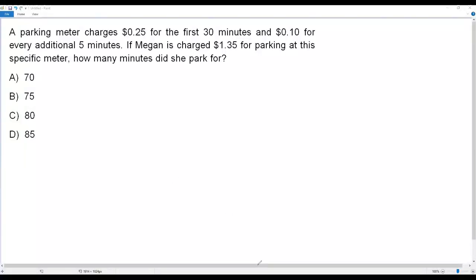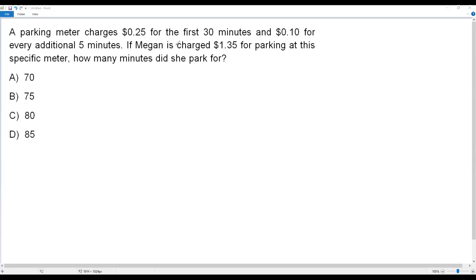Here we have a SAT math question. Okay, let's go with the information. A parking meter charges $0.25 for the first 30 minutes and $0.10 for every additional 5 minutes. If Megan is charged $1.35 for parking at this specific meter, how many minutes did she park for?